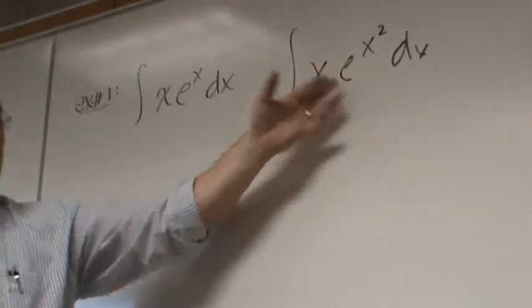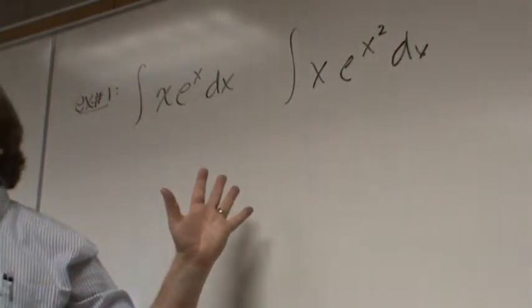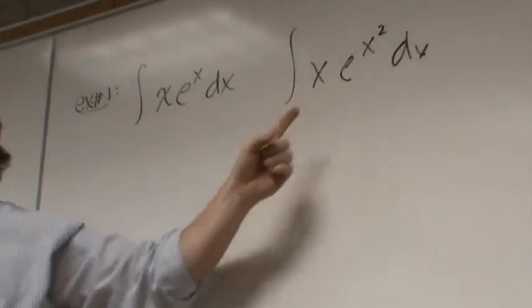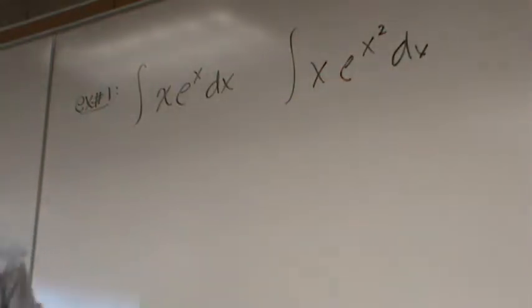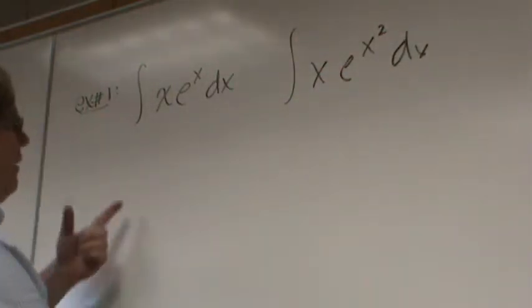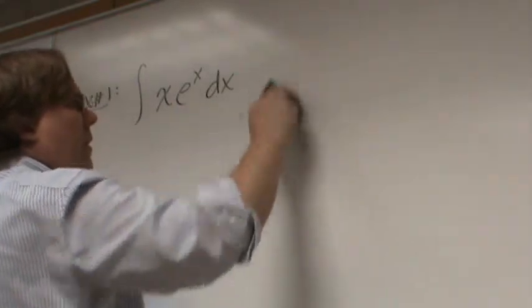I'd sprout a 2 here, and I'd go to town, right? I could do u substitution on this guy because the derivative of x squared is x dx, or 2x dx. But I don't have that option here, so I'm going to have to do integration by parts. And here's what you do. You set up your template.